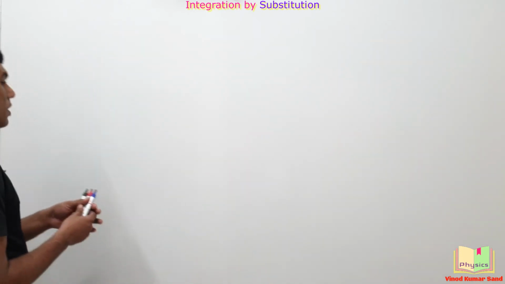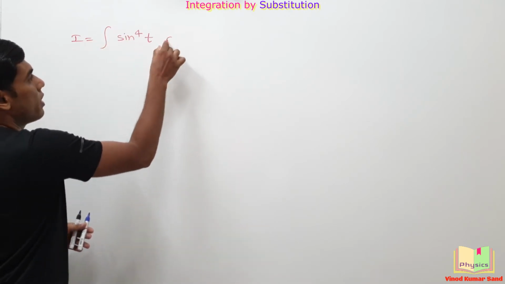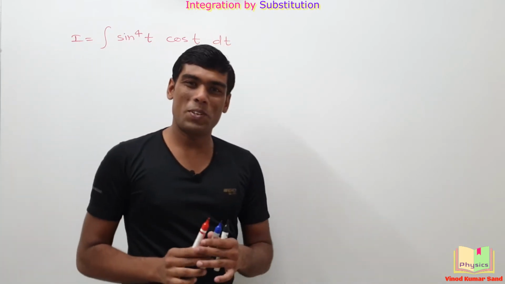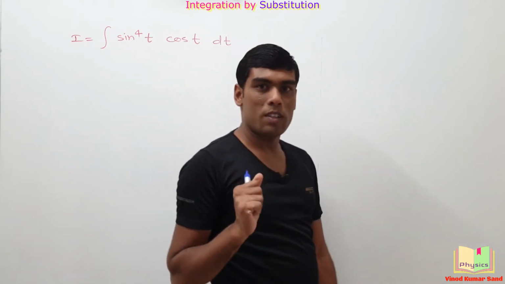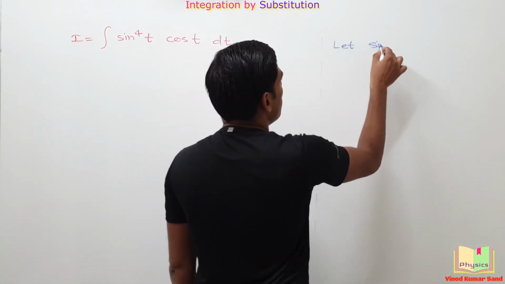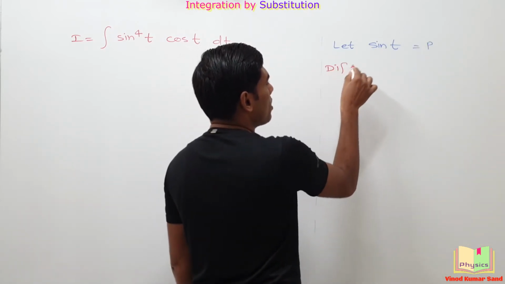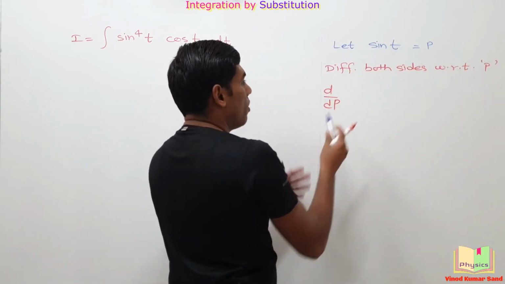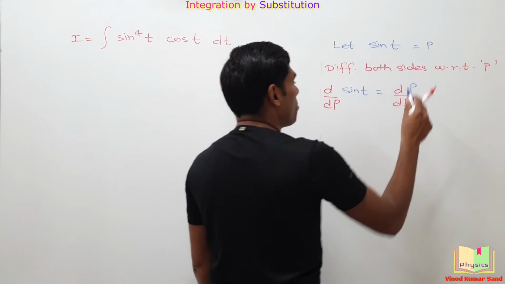Taking up the next question. Integration sine to power 4 t cos t dt. I again request you pause the video here and give it a try. It's a question of integration by substitution. What you should substitute here as p? Let we take sine t as p. Now differentiate both sides with respect to p. So we should write here d by dp of sine t is equal to d by dp of p.